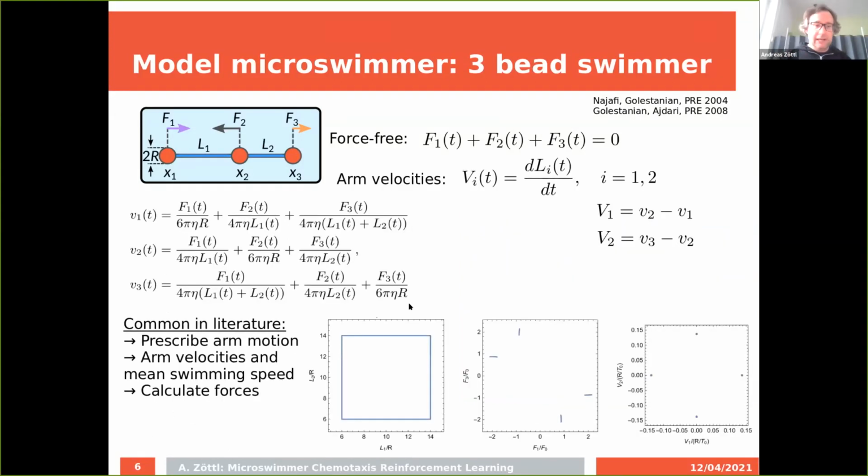And what is very common in literature is that you prescribe an arm motion of the arms. For example, you have this rectangle here, moving at certain velocities. These are these 4 points here in the velocity space. And then you can calculate the forces, so these 4 lines, the forces you need to get this motion.